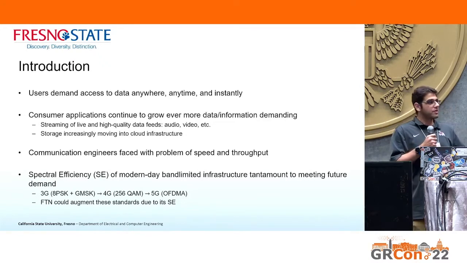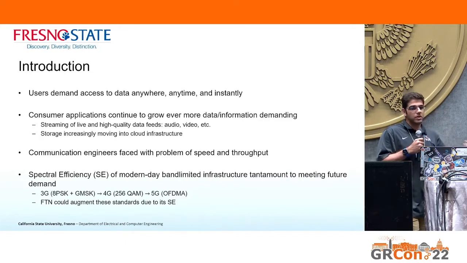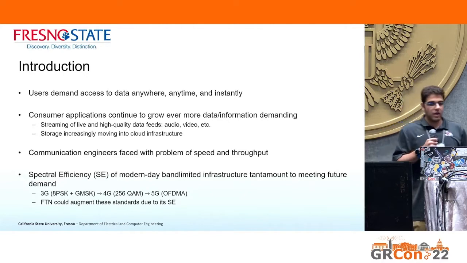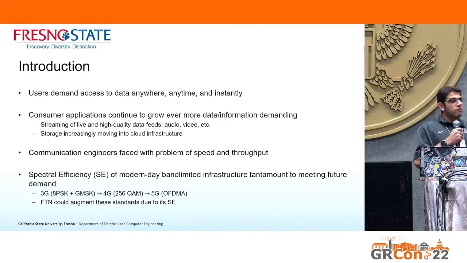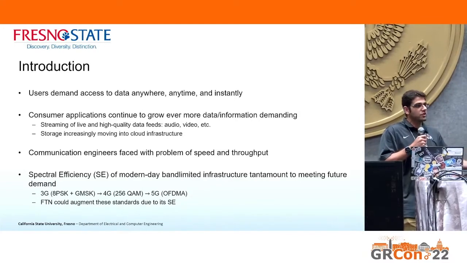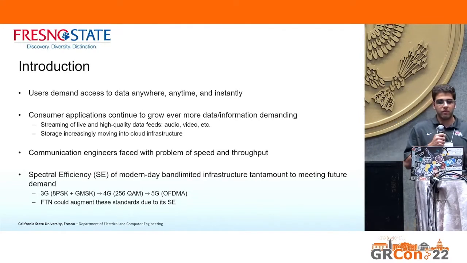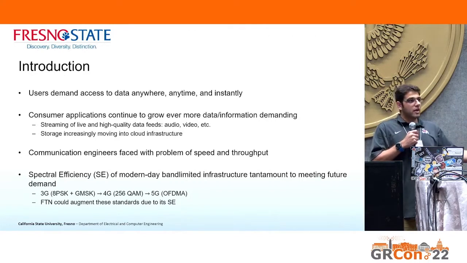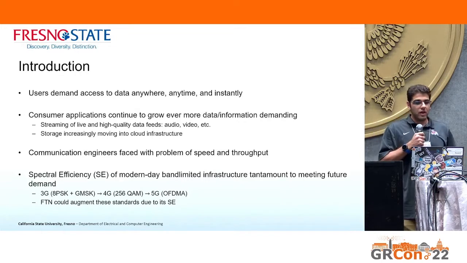And so spectral efficiency of the communications infrastructure that we have today is important to meeting future demand for data rate. And we've seen communication engineers evolve and meet this problem head on, with the evolution of cellular network infrastructure from 3G to 5G. And what faster than Nyquist signaling promises is that spectral efficiency.